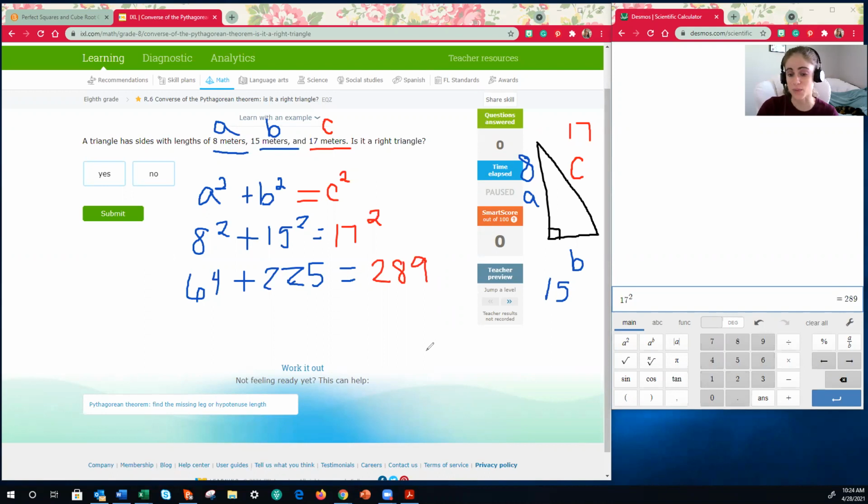All right, let's keep simplifying because we want to know whether or not this is a true statement. So 64 plus 225. That is 289. All right, so we have 289 equals 289. Is that a true statement? Yeah, we got the answer that we were supposed to, which means the Pythagorean theorem works. Therefore, yes, this is a right triangle.